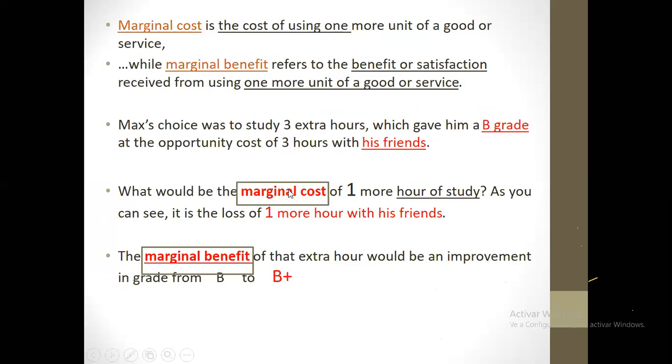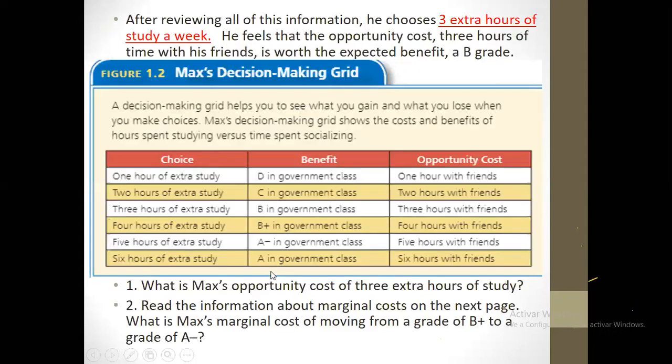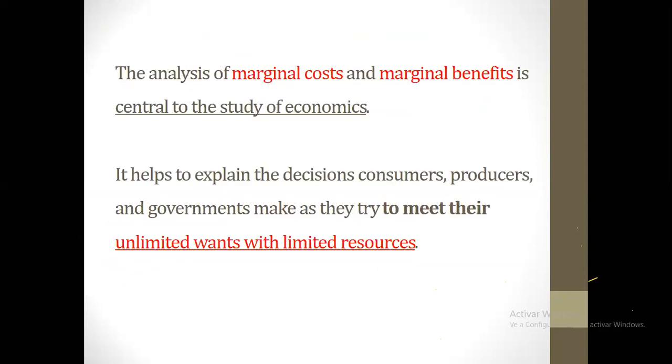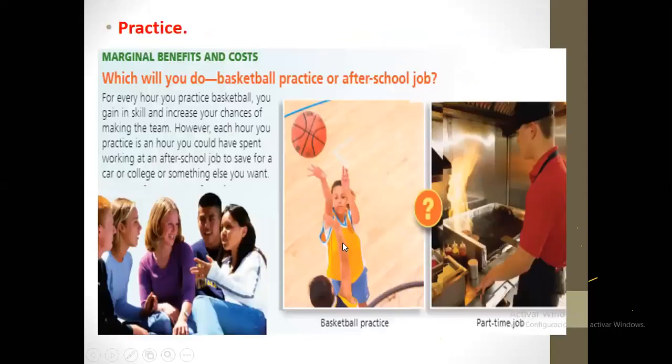So what would be the margin cost of 1 more hour of study? That means that he's going to lose 1 more hour with his friends, but he's going to get the margin benefit, he's going to get B. Why? Because he's going to get B plus, and he needs B plus in order to get 3.4 in order to enter that university. Okay, the analysis of margin cost and marginal benefit is the center of the study of economics. It helps explain the decisions consumers, producers, or governments make as they try to meet their unlimited wants with limited resources.